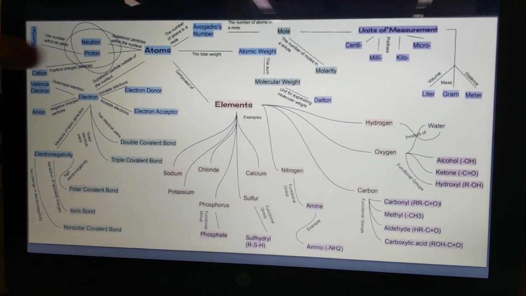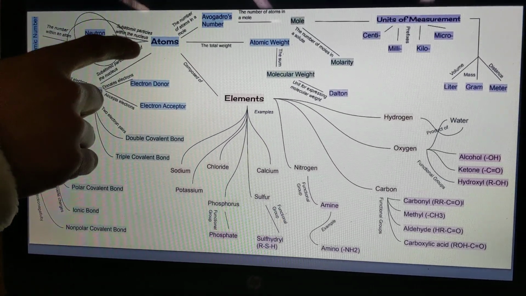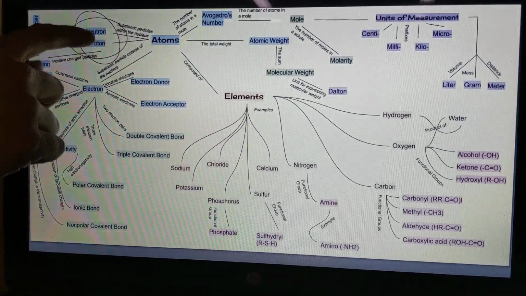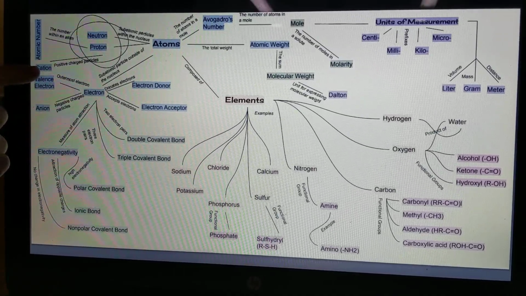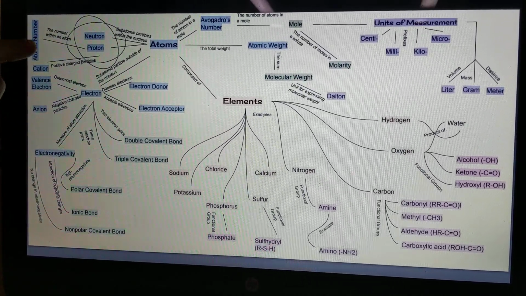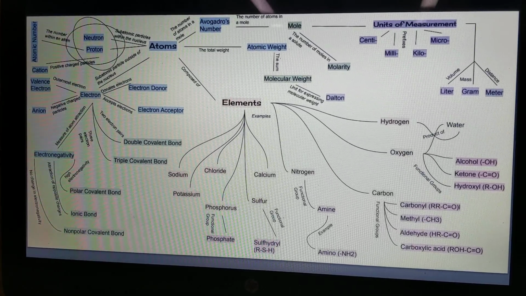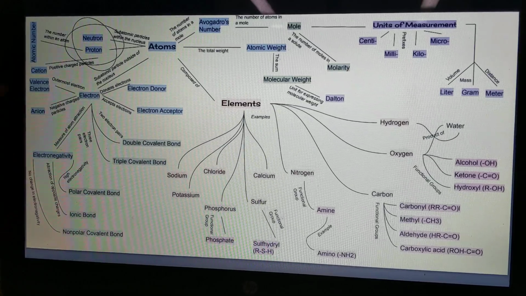We go back to elements here, and elements are composed of atoms. Some subatomic particles within the nucleus of atoms would be neutron and proton. We have positive charged particles, which would be considered a cation. The number of protons within an atom is the atomic number. The subatomic particle outside of the nucleus is going to be the electron.